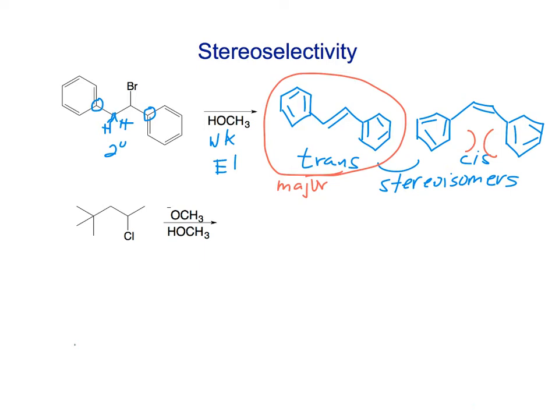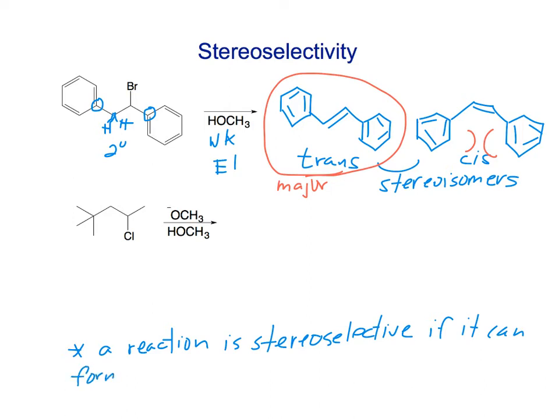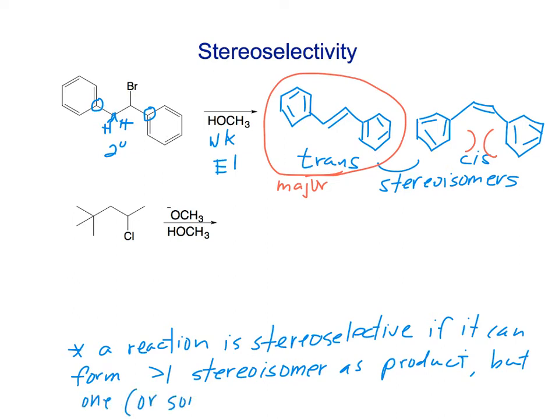Let's write our definition down here. A reaction is stereoselective if it can form more than one stereoisomer as product, but one or some are formed in excess.